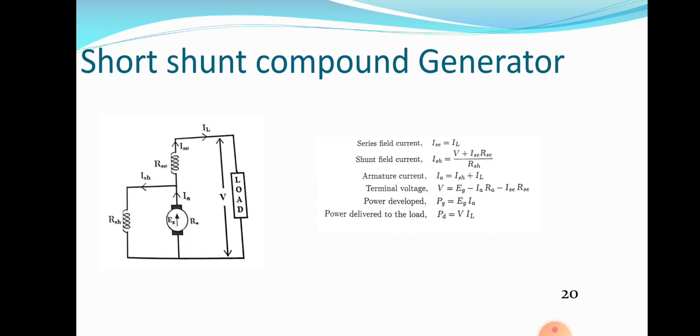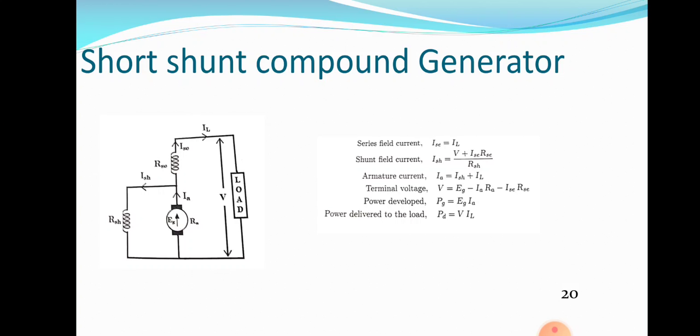Why is ISC equal to IL? Look at the figure. The same series field current is flowing through the load. There is no split up after that. So series field and load are in series, and in a series circuit, current is the same. So series field current is equal to load current. So IA is equal to ISH plus ISC, or IA is equal to ISH plus IL, because ISC is equal to IL.